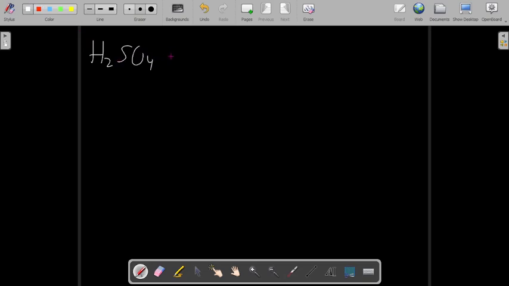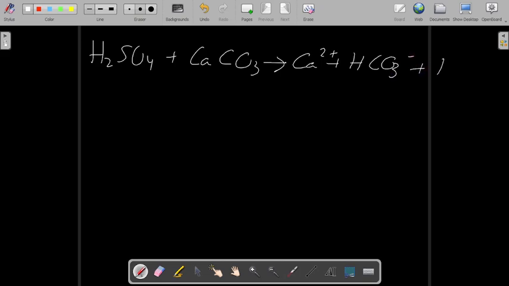I'm not going to put the quotes, just because it takes space and I don't have a lot of space here. And my calcium carbonate, also in aqueous solution, will break down like this. So here you have the products of this aqueous solution. Okay, so what's going on here?